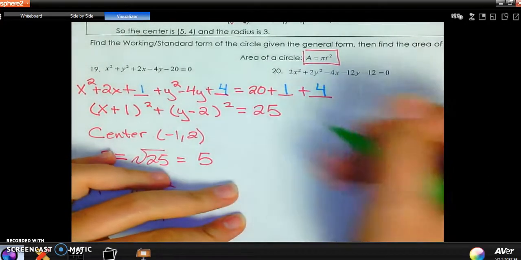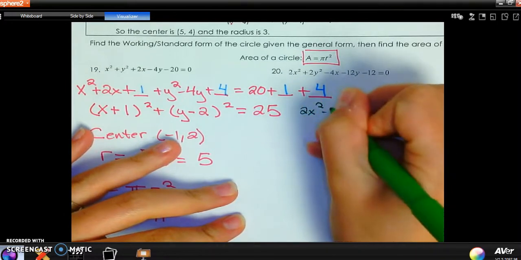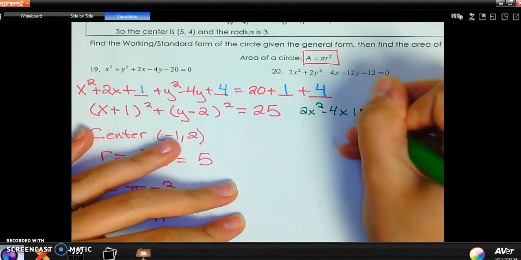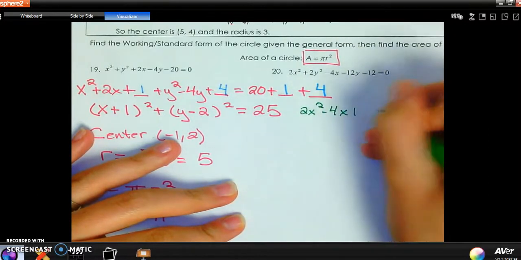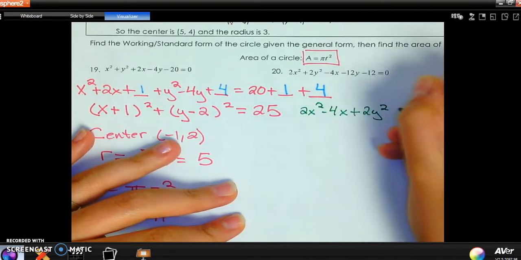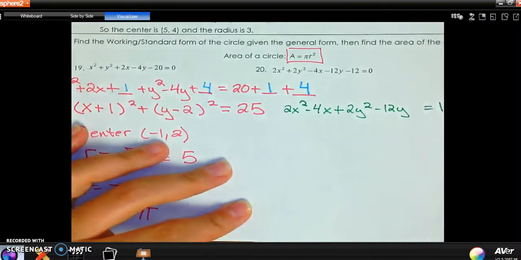You get your x's with x's and your y's with y's. So 2x squared minus 4x, and then I wanted to leave myself a little space there, and then we're also going to have plus 2y squared minus 12y equals 12. Okay, so you get to there.